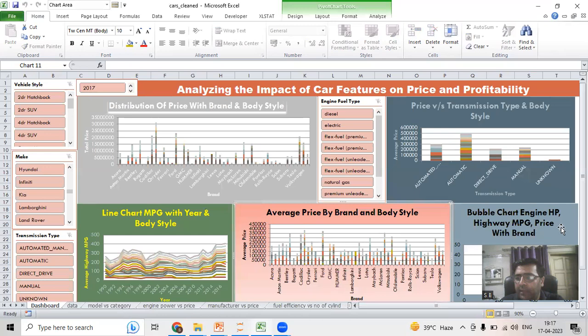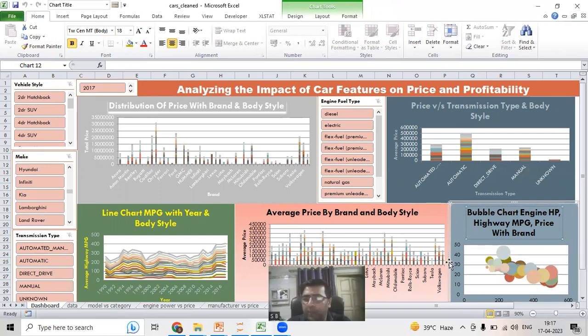At last, I created this bubble chart. This bubble chart contains engine HP, highway MPG and price. The size of the bubbles is determined with the help of price, and on the axes I have engine HP and highway MPG.